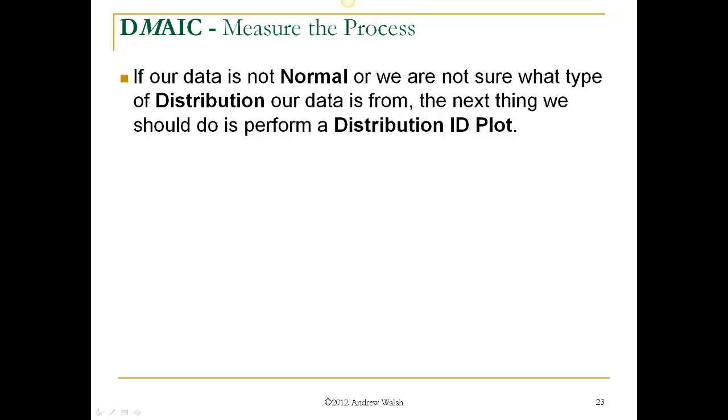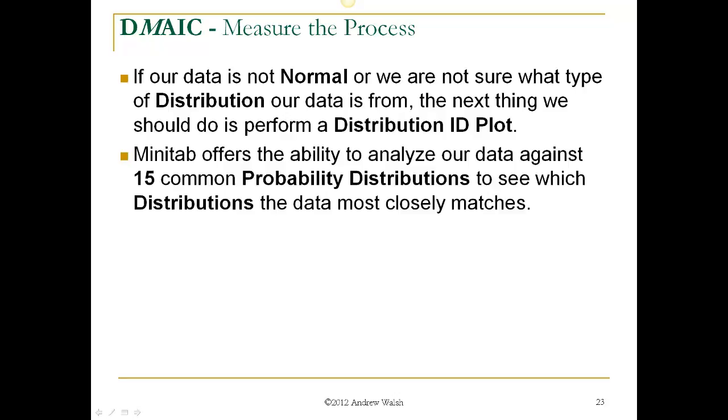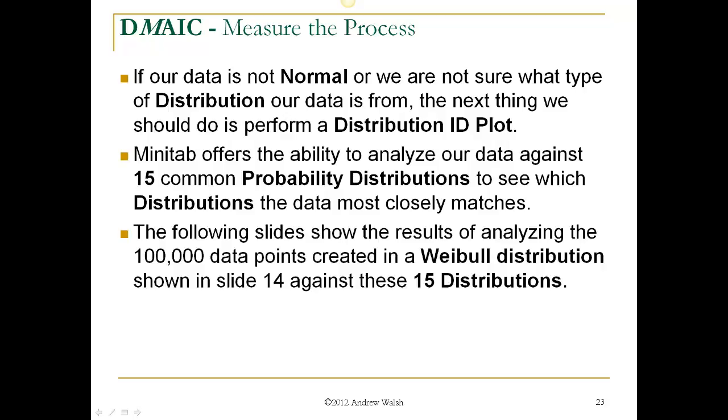If our data is not normal, or we are not sure what type of distribution our data is from, the next thing we should do is perform a distribution ID plot. Minitab offers the ability to analyze our data against 15 common probability distributions to see which distributions the data most closely matches. Now the following slides show the results of analyzing the 100,000 data points created in a Weibull distribution shown in slide 14 against these 15 different types of distributions.